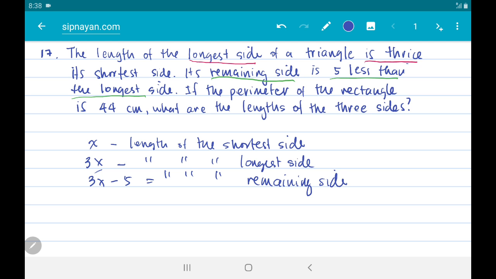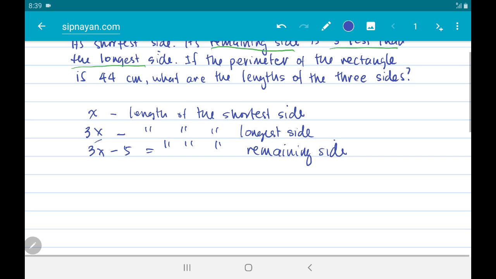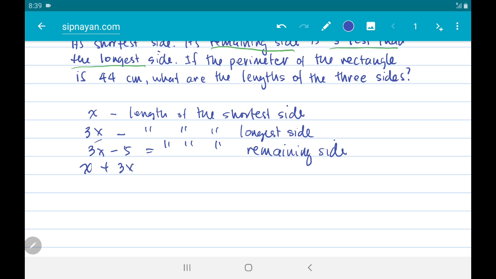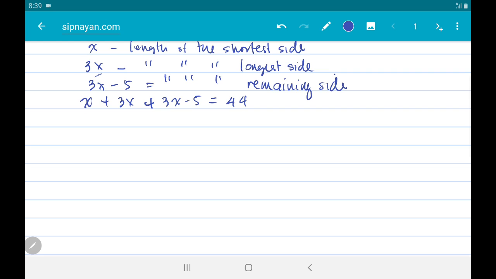Okay, so pag perimeter, ano ba ibig sabihin ng perimeter? Perimeter is the total length of all the sides. So, ibig sabihin, i-add natin yan: x plus 3x plus 3x minus 5 is equal to 44 centimeters. So, x, 3x, tsaka 3x, ilang x yan? That's 7x. Isa, tapos may tatlo, tapos may tatlo. So, pito siya. And then we have a minus 5 here, which is equal to 44.